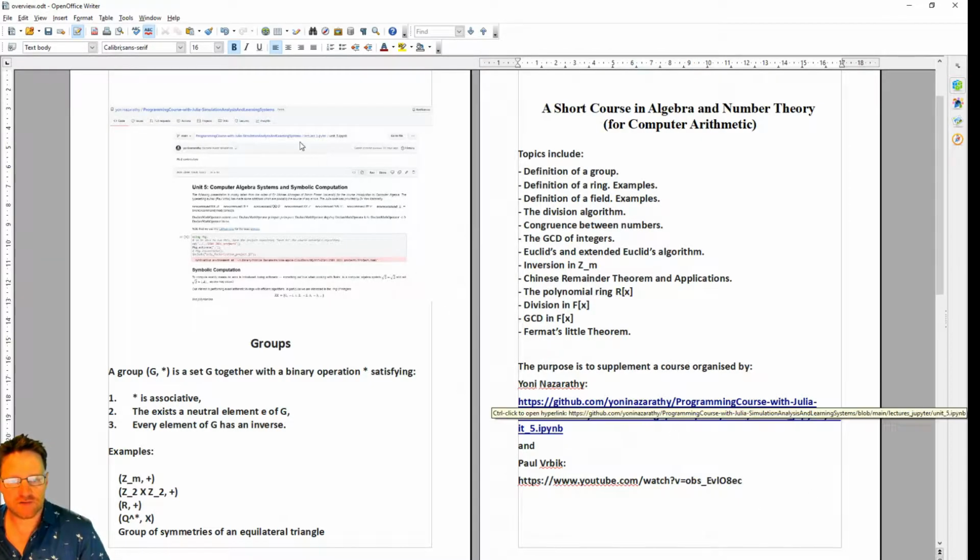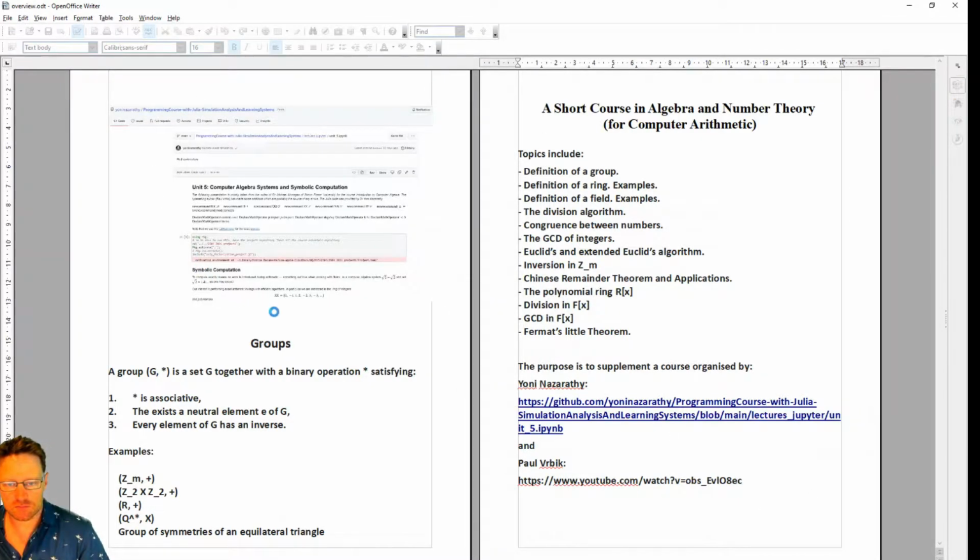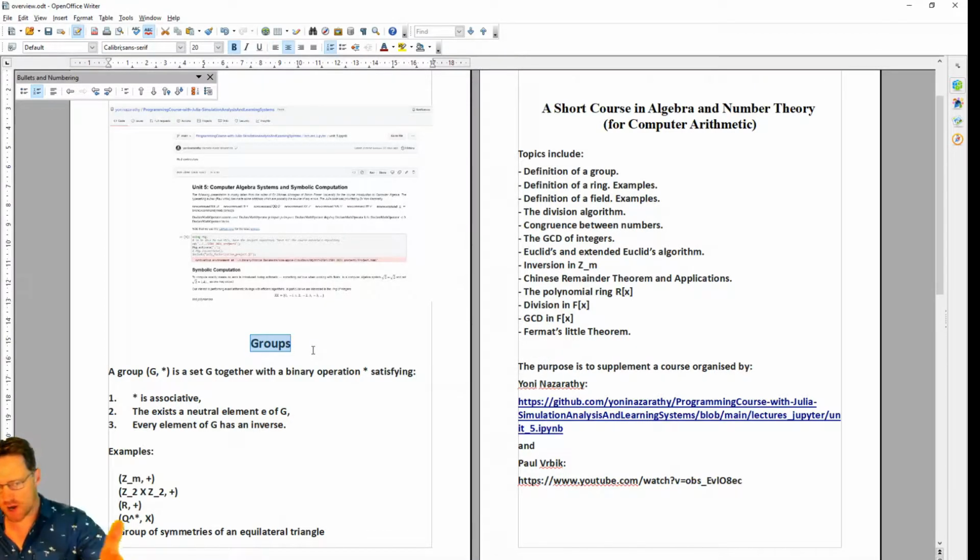Okay, so on the left here I have just a screenshot of Yoni's course, but the website is right here. I'm sure you have access to that. And so I'll be following that closely, but without the Julia. Again, this will be paper and pen calculations. And I'm going to start with the groups. So right now, before I go to pen and paper, I will just talk about a group with you.